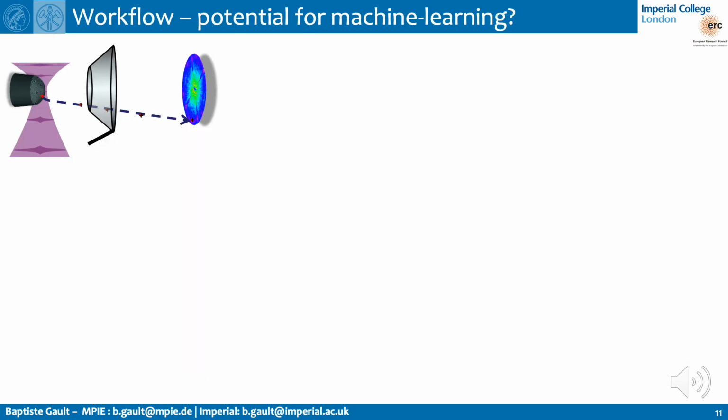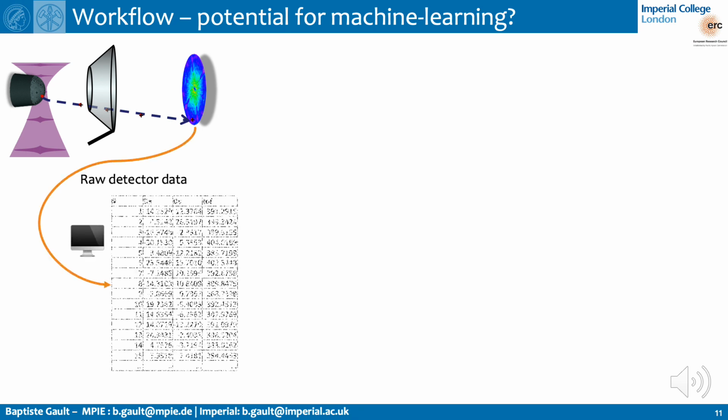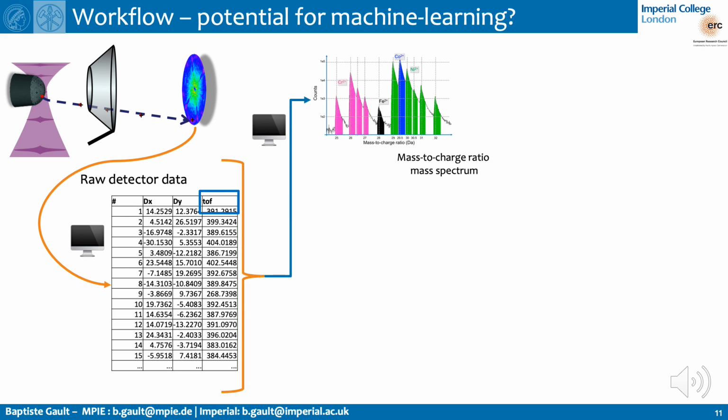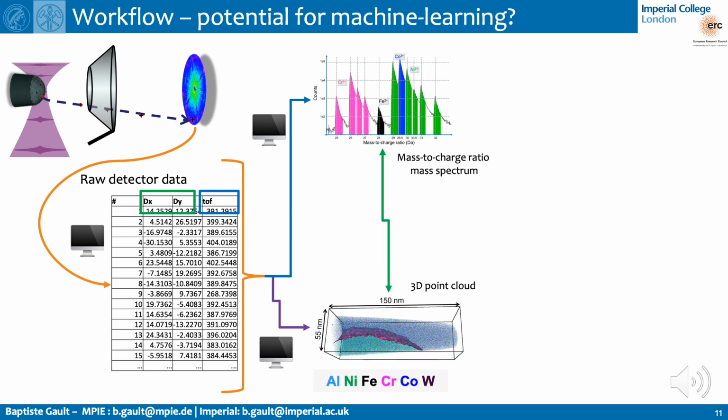If we consider the full workflow of an atom probe analysis, we collect all of these signals on the detector, which are recorded digitally, and then we combine these, first mostly using the time of flight to build the mass-to-charge ratio spectrum, and then using the detector impact positions to build this three-dimensional point cloud, with some input from the mass-to-charge ratio spectrum.